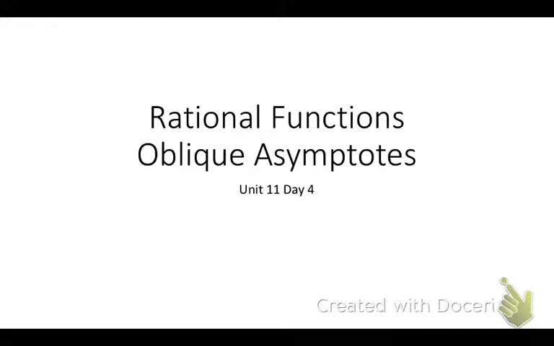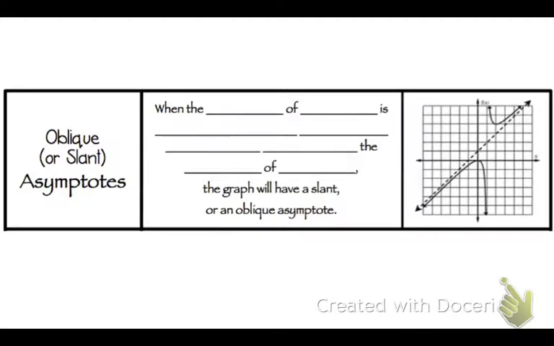Okay, rational functions, oblique asymptotes. So we're going to have asymptotes. We're not just going to have horizontal asymptotes and vertical asymptotes anymore. We're also going to have these slant asymptotes that are lines. So when the degree of P of x, so the top, is exactly one more than the degree of Q of x, that's when we have a slant or an oblique asymptote. And it kind of looks like this picture that we have over to the right.